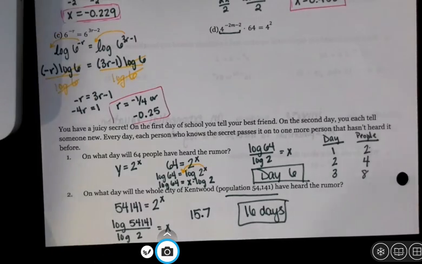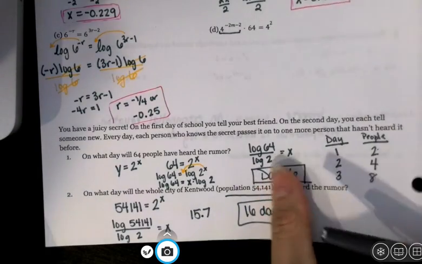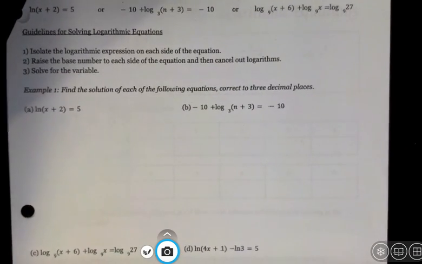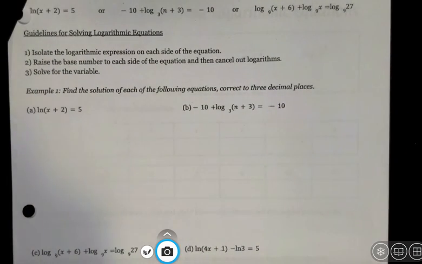All right, so this page was solving exponentials using logs, and now we're going to flip, and the other part of 2e is to solve logs using exponentials.